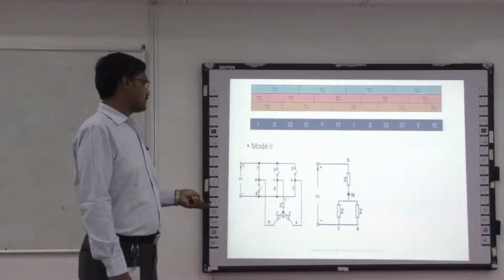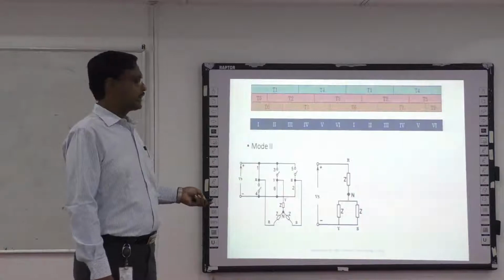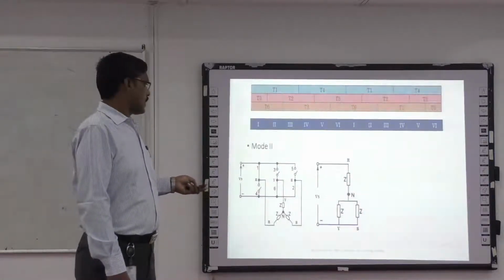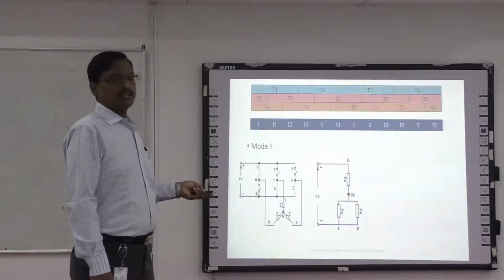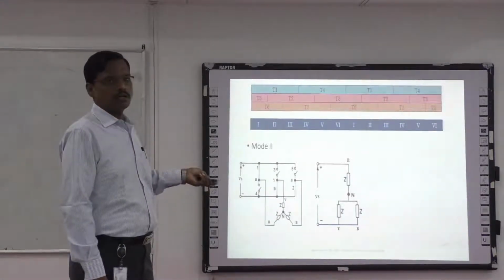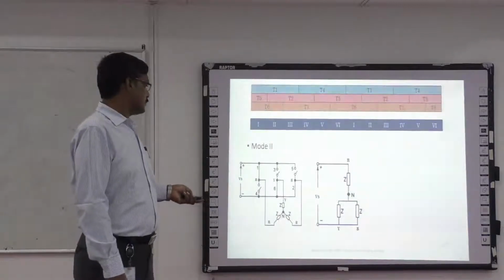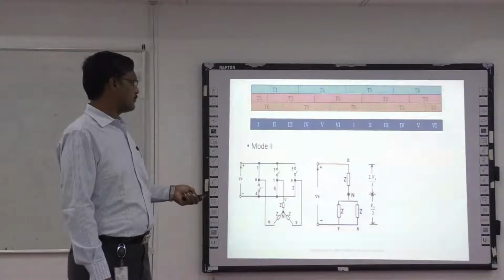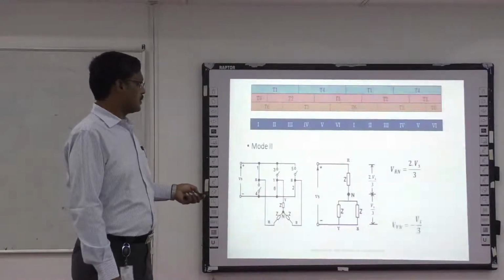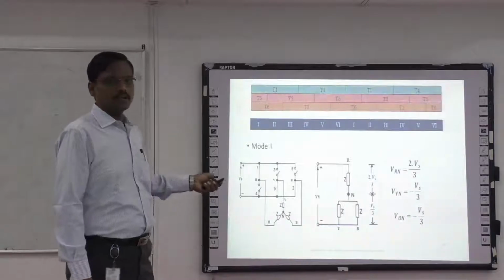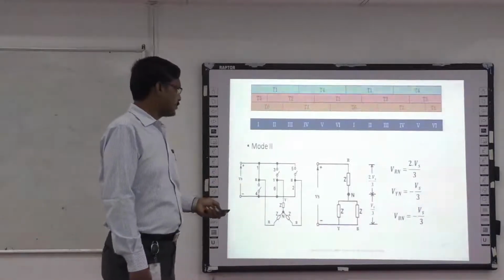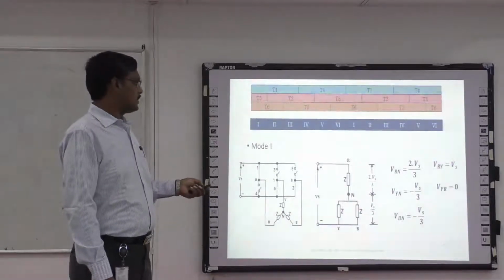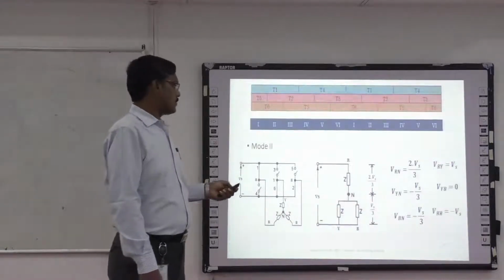So the lower side will have Vs by 3 voltage, and the upper side will have 2 Vs by 3 voltage. The polarity of this 2 Vs by 3 is positive because it belongs to the upper leg, whereas this Vs by 3 belongs to the lower leg, so it has a magnitude of minus Vs by 3. So these are the phase voltages VRN, VYN and VBN, and the line voltages are VRY equal to Vs, VYB equal to 0, VBR equal to minus Vs.